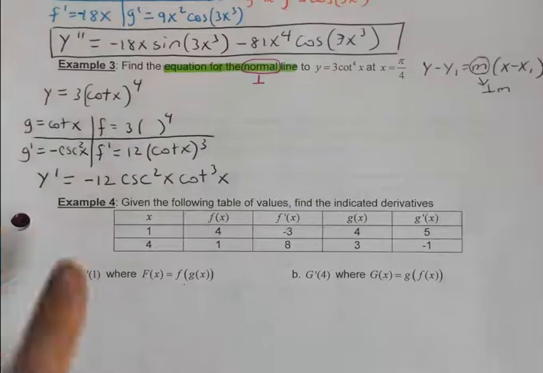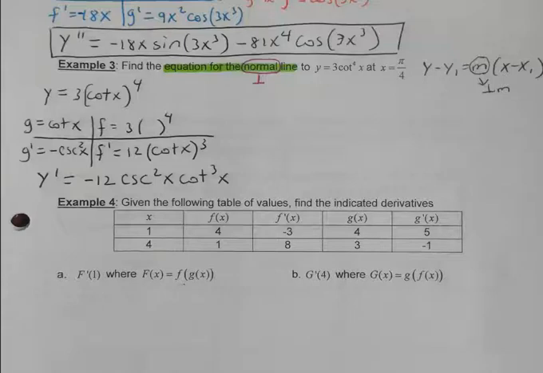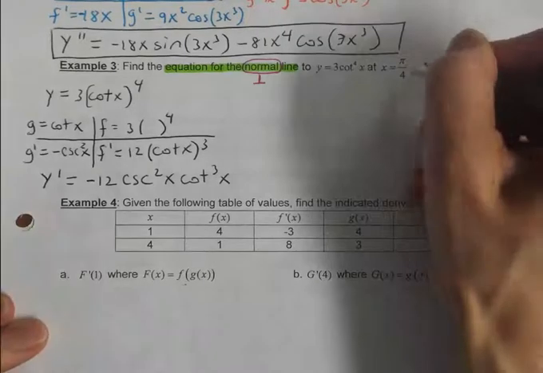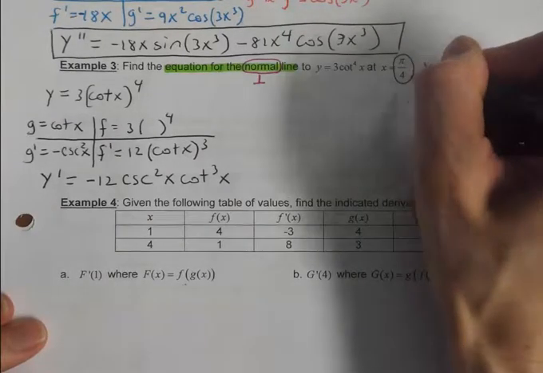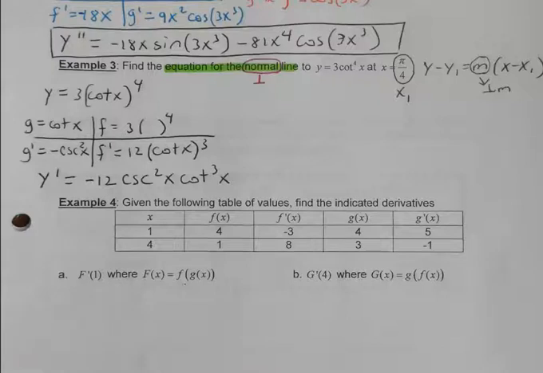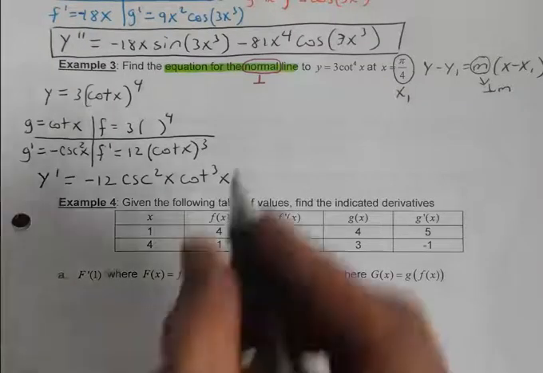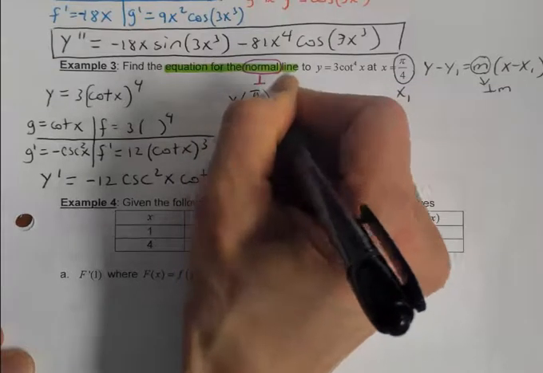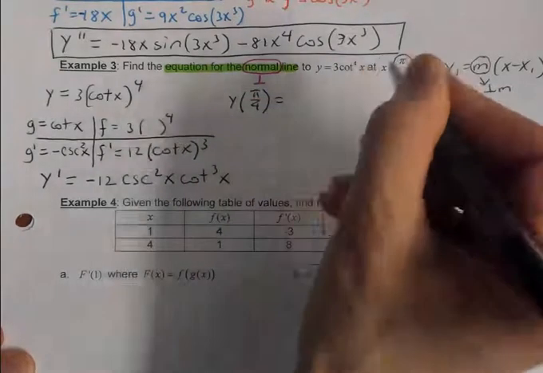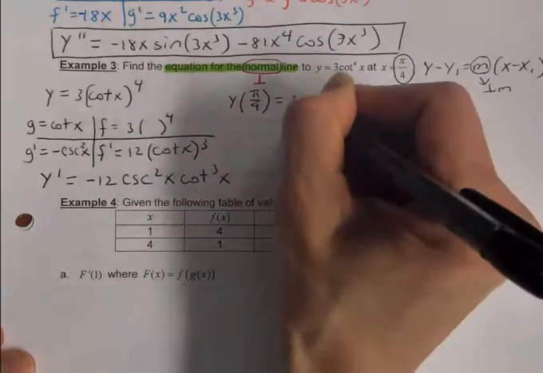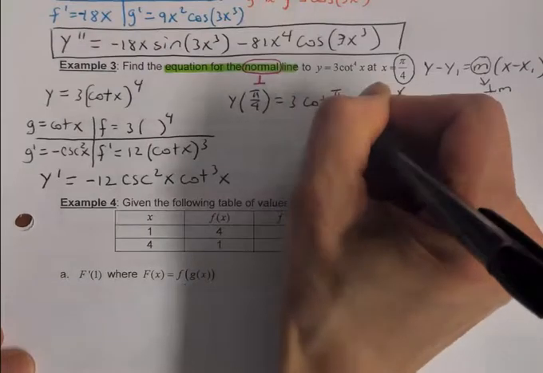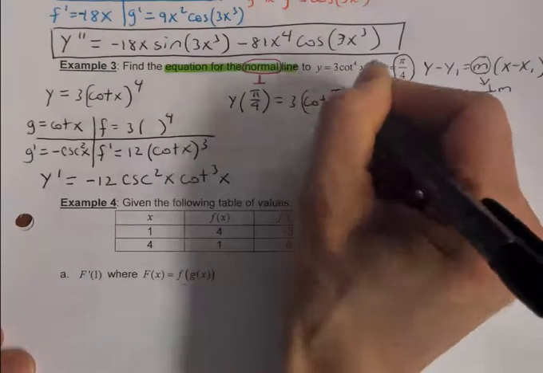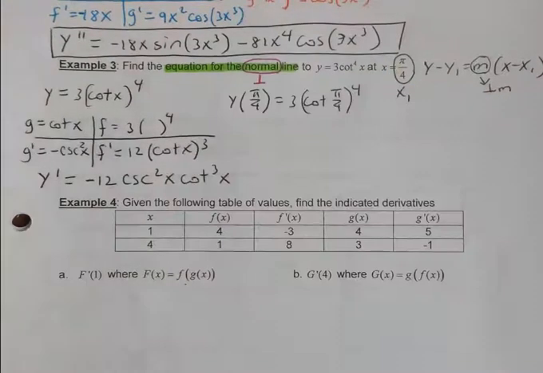Okay, so that's my general. But I need to find a few other things. So this one right here is going to be my x1. So let's find the y1 first. So how do you find y1? It's going to be y of pi over 4, and you're going to put it into the original one. So that will be 3 times the cotangent of pi over 4, and then you're going to take that to the 4th power.